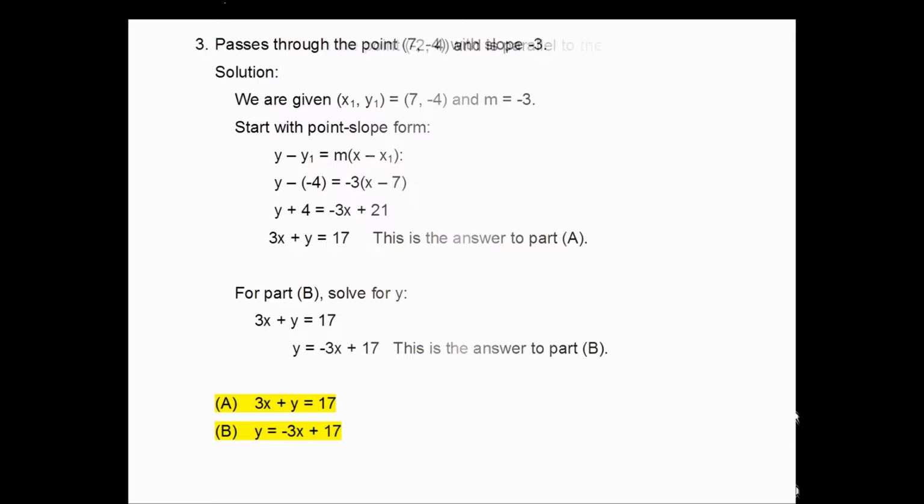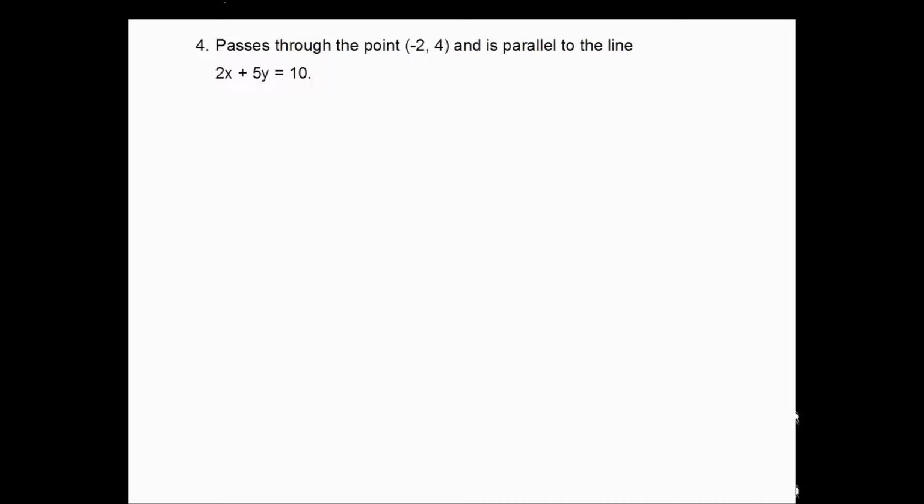Let's try it. It passes through the point (-2, 4), and is parallel to the line 2x plus 5y equals 10. Okay, I'm given a point. I'm given x1, y1. So my x1, y1 is (-2, 4).